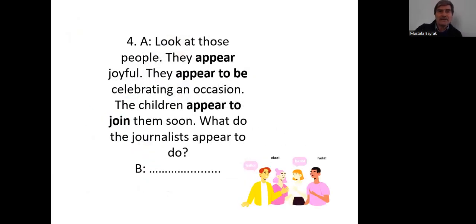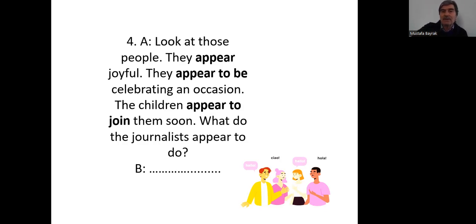Dialogue 4. Look at those people. They appear joyful. Yes, you remember this. They appear, they seem, adjective. So appear, seem, smell, just like, let me say it again, to be, and the variations of to be: is, am, are, was, were, being, be, okay. Just like the function of them. They appear joyful. They are joyful. They appear to be celebrating an occasion.